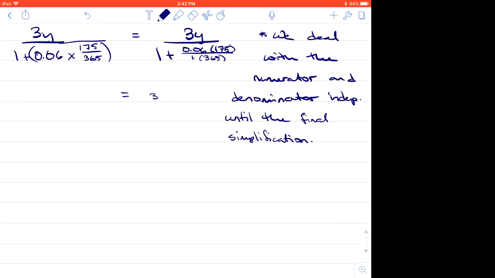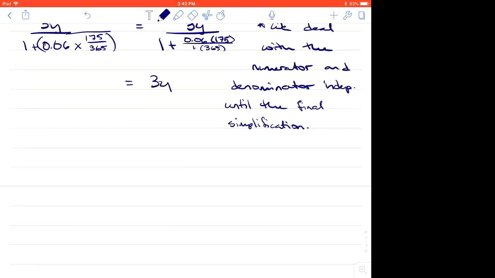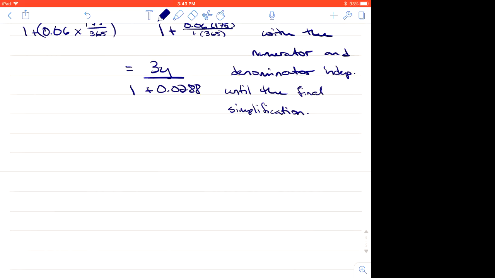So this becomes 3y over 1 plus 0.0288. Just doing 0.06 times 175 divided by 365 is 0.028767123. I've just shortened it. And yeah, we should keep all the decimal places in here. But for this example, I'm not sure we did. Okay, check it. This becomes 3y divided by 1.0288.